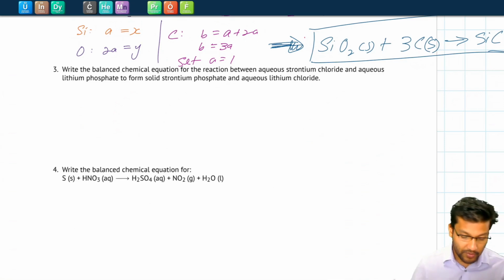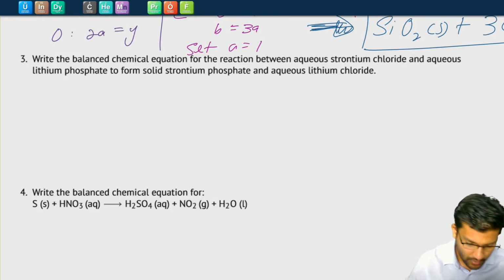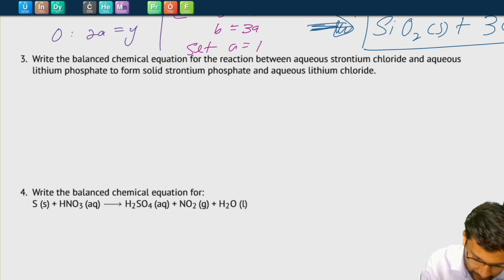Okay, you can pause the video right now and try numbers 3 and 4 by yourself and unpause, and we'll work it out together. Okay, let's take a look at number 3. Number 3 asks us to write the balanced chemical equation for a reaction between aqueous strontium chloride and aqueous lithium phosphate to form solid strontium phosphate and aqueous lithium chloride.